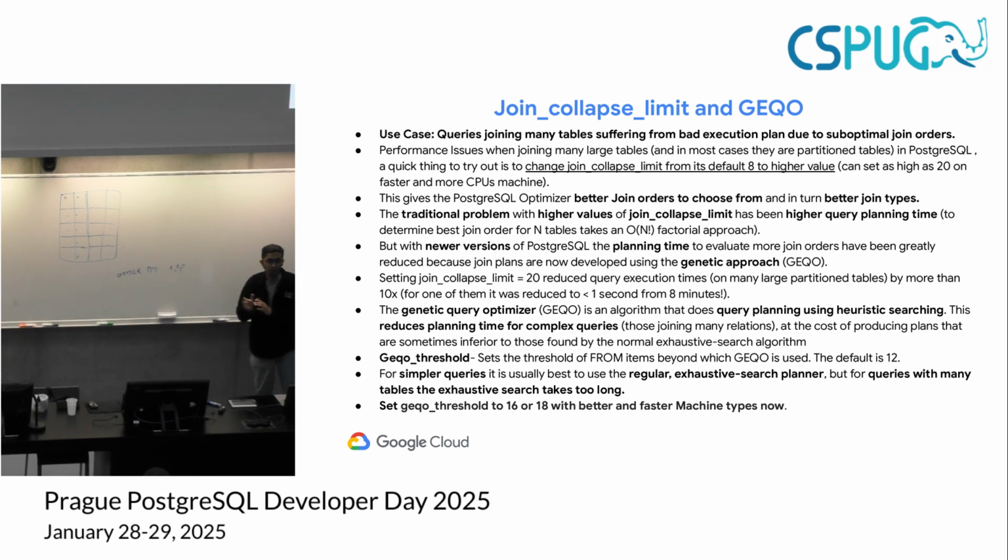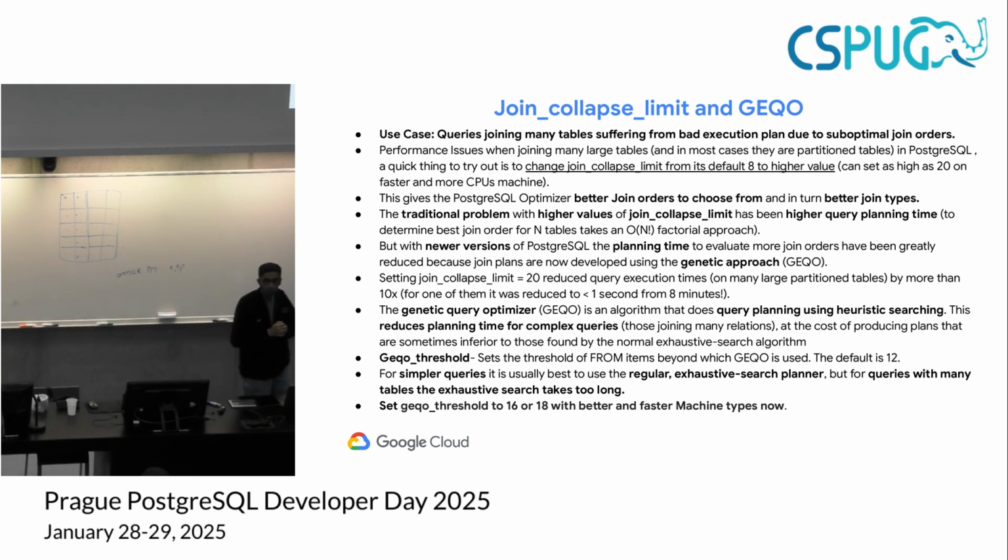So by default the GEQO, genetic query optimization threshold, is set to 12, because like I said, older processor and everything. Now you can easily set it to 16 or 18, because now we get faster processor and everything.